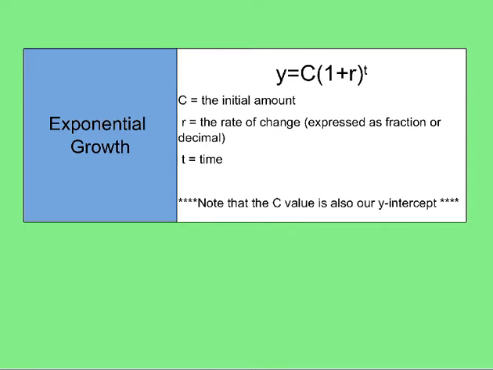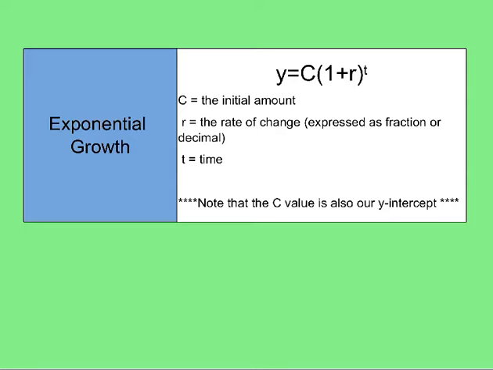So exponential growth is represented by y is equal to c times the quantity 1 plus r to the t. C is going to be the initial amount of money that you spend. R is going to be the rate of change. Now you want to make sure you express that as a fraction or a decimal. Do not put a percent in there. You need to convert the percent. And then t is going to represent time.